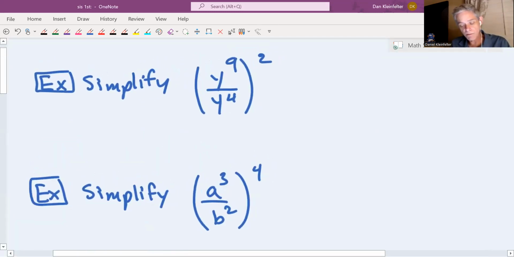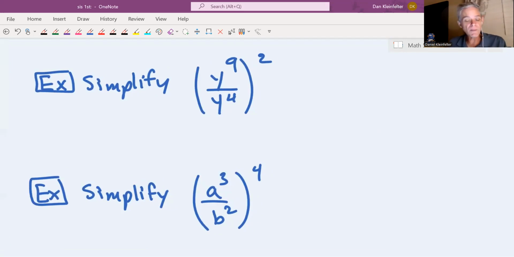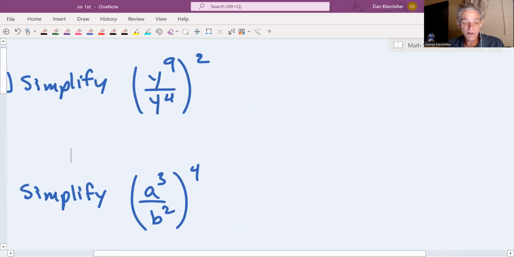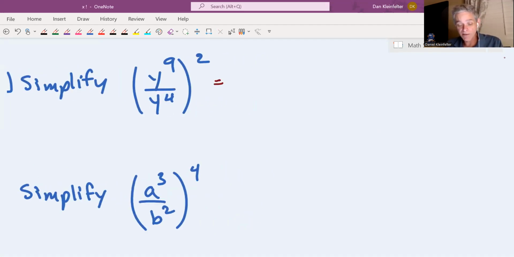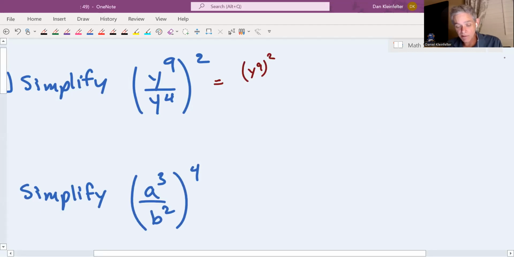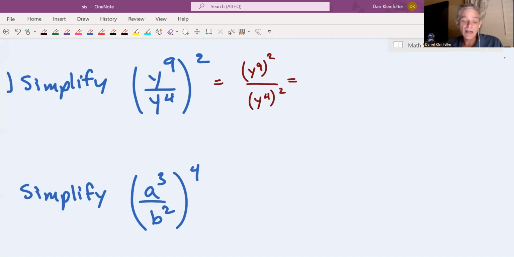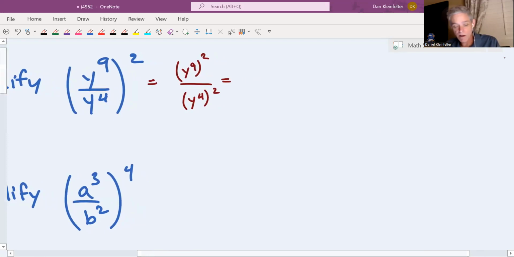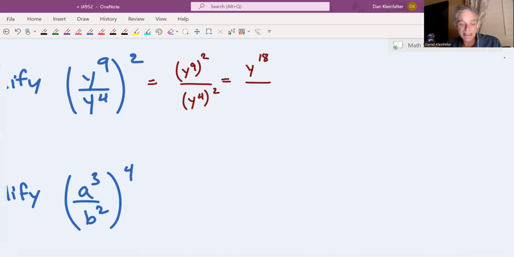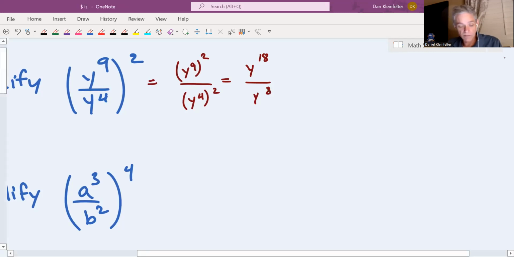Okay, so here's 2. Take a minute, pause the video, try this one yourself, and then restart it and see how you did. Okay, so for this one, we have a quotient raised to a power. So I'm going to give the numerator that exponent, and also the denominator will get the exponent. This gives us 2 power to a power expressions to evaluate. So we'll multiply exponents, get y18 on top, and y8 on bottom. That'll be, when we subtract the exponents, y to the 10th.